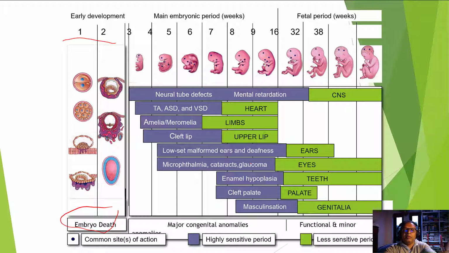The CNS is mostly sensitive during the initial stages of embryonic life, around the 3rd to 6th or 7th week. Later on, exposure will not really cause major malformations, but will probably affect function, like mental retardation. Same with others. Around 6 weeks is when the heart develops, so any exposure during that period, if the drug is toxic to that tissue, will have an effect. So major congenital anomalies occur due to drug exposure during this period.